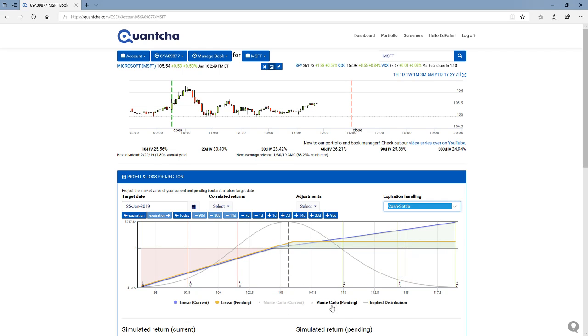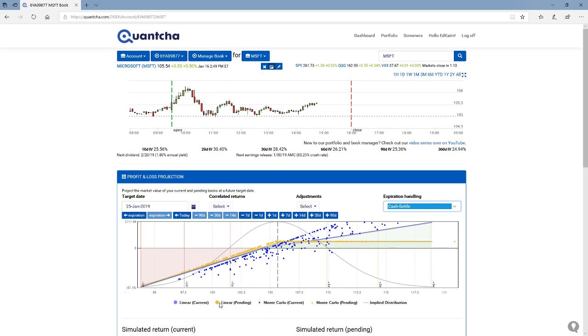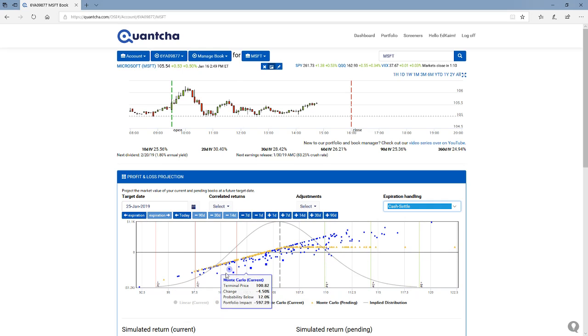For example, that would be good if we use the Monte Carlo views here. I'll turn off the linear. So the Monte Carlo view here is, you'll see this yellow is on this hard line because there's only one scenario modeled for it, which is between now and this expiration point, because that yellow book only has stock and one option expiring at this date.